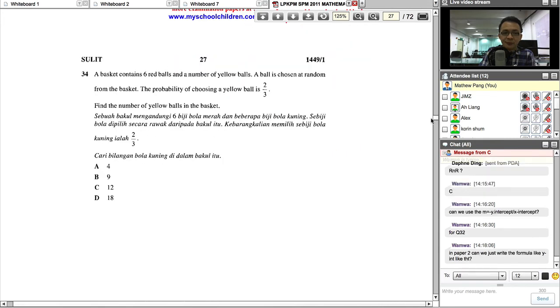34. You can just write the formula like y-intercept. No. In the paper too, make sure you do not write short form. You must write intercept. The whole words you have to spell it.